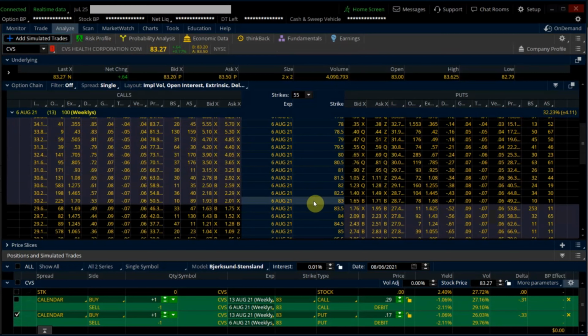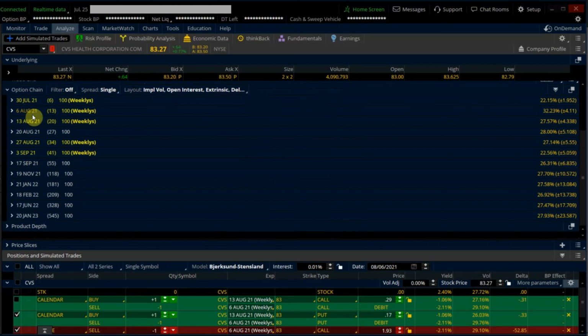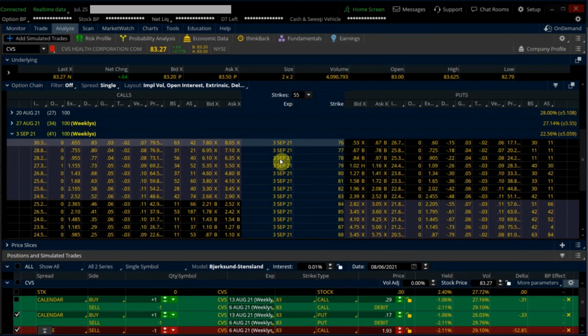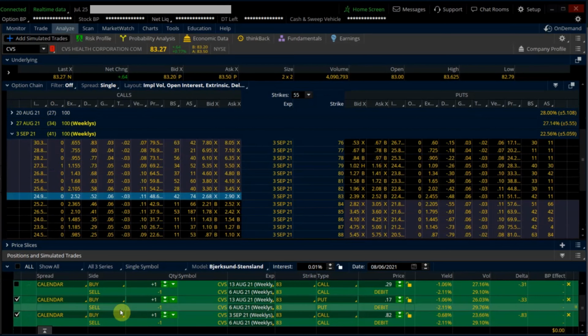So I will sell the $83 strike here, and I will move on to buy another contract that is 1 month out. So maybe the 3rd of September over here, and I move all the way down. Same thing, I will buy at the strike price of $83. So right now you can see here that I have the additional contract here, selling on 6th of August and buying on the 3rd of September, strike price of $83.